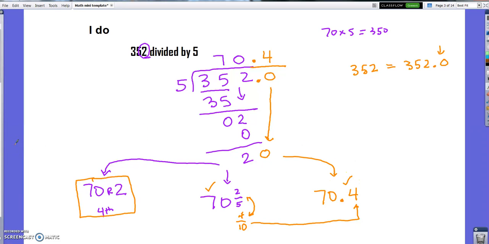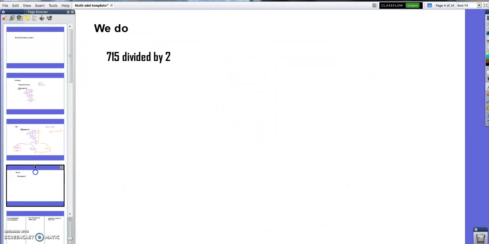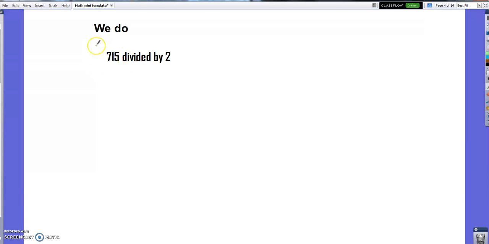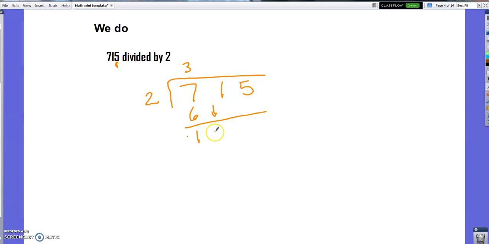Let's do one together. All right, let's do 715 divided by 2. I know I'm going to have a remainder or a fractional part because I can tell that this number can't be divided by 2. That's why I picked it. 715 divided by 2. 2 times 3 is 6. 2 times 5 is 10. I'm doing the division fast. That's not really where the interesting part of this lesson is.